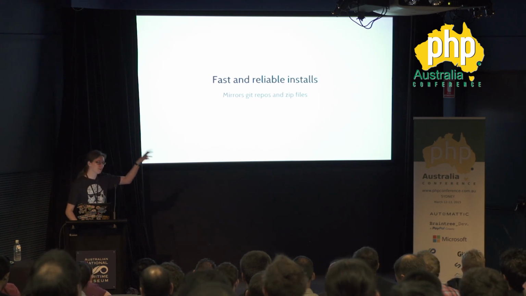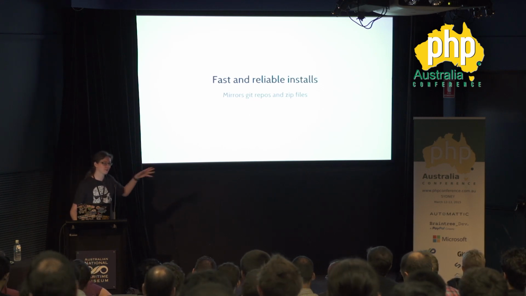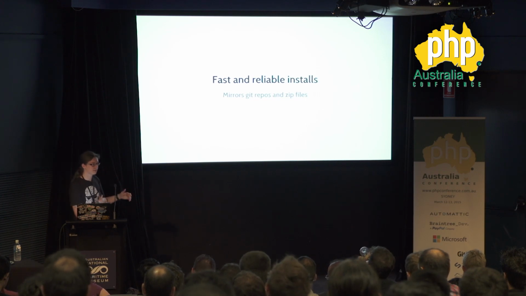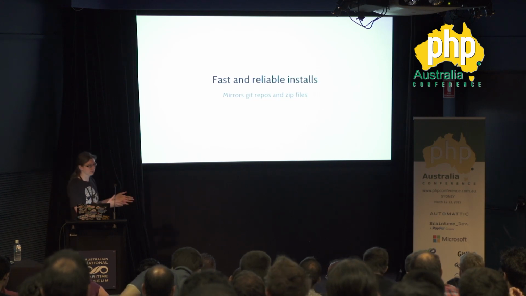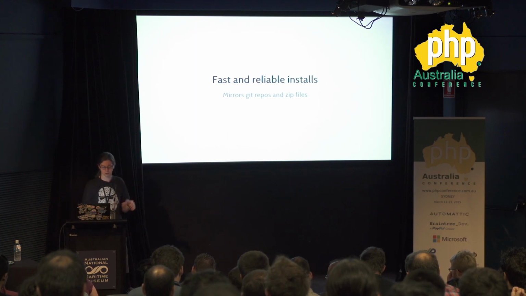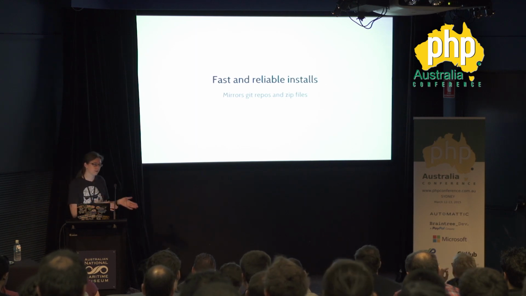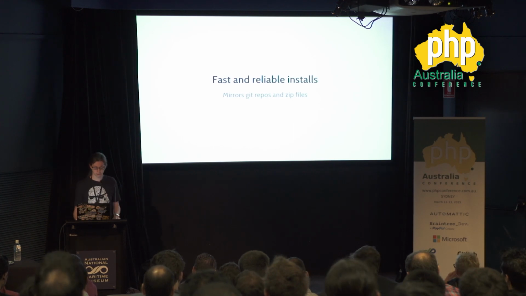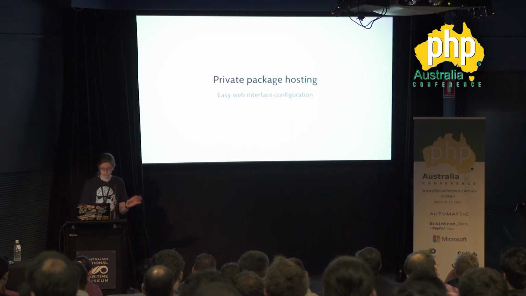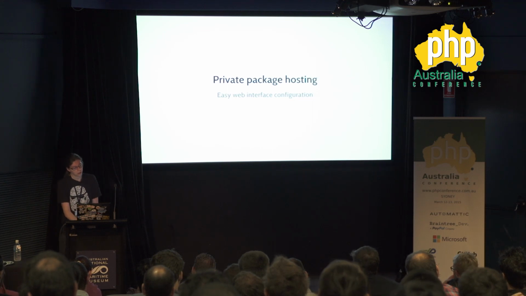So what it does is it sits in between and proxies everything and caches it on the fly. So next time you install, it's already in the cache, and you get fast downloads from your server and not from GitHub. And it does the Git repos as well as the zip files. So hopefully that helps with most things.